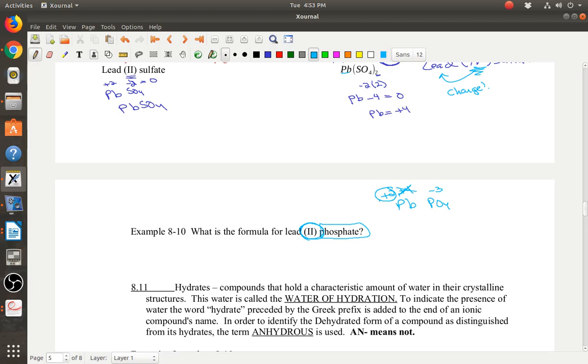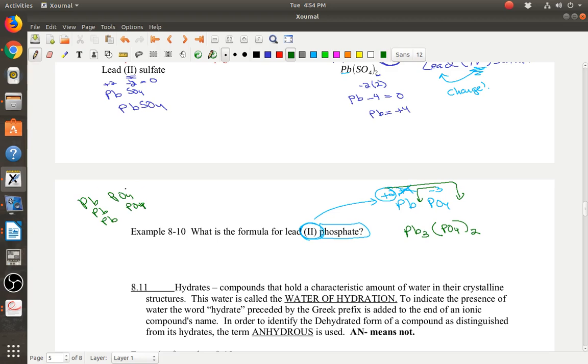This parentheses tells me the charge. It tells me to use the +2. It does not tell me that I have 2 leads. Put the charges on the top, swap and drop. So this is Pb3, and then put the polyatomic ion in the cage, and I have to have 2 of them. So this means 2 polyatomic ions. So this molecule is actually 3 lead ions and 2 PO4s bonded together.